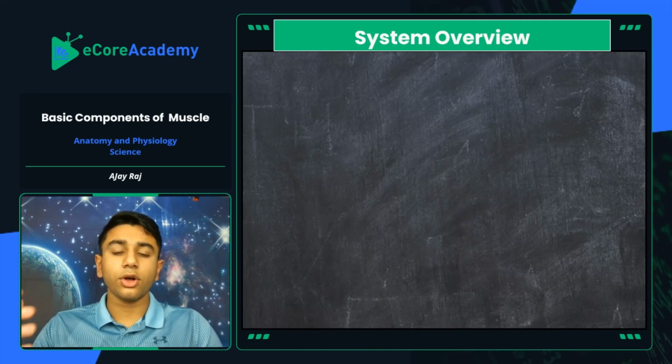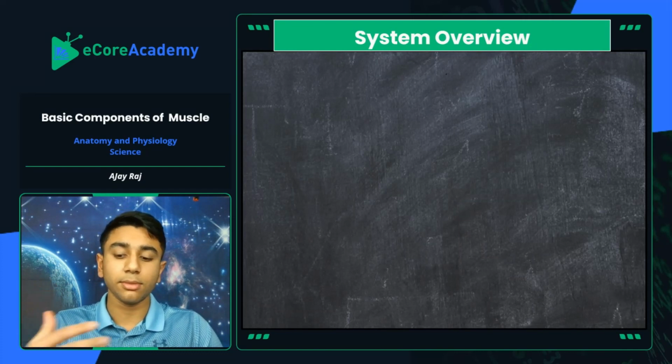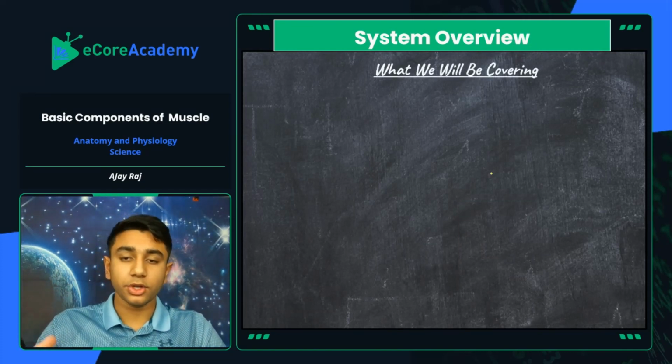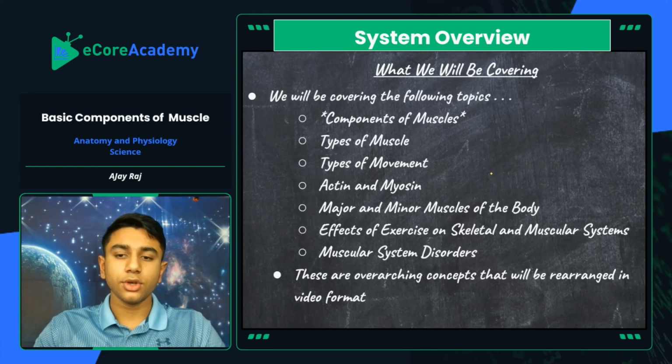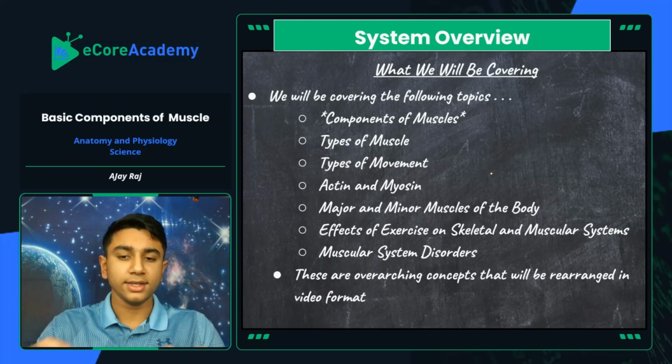Let's take a look at the overall system overview. I did not go over this in the previous video. I just really wanted to get the ball rolling a bit. But now we're going to actually be taking a look at exactly what we're going to be covering in this course. What we're going to be covering includes the following topics. The components of muscles, which is exactly what we're going to be going over today. And we'll be taking each part of the muscle and each physiological role of sections of the muscle in separate videos, really going into depth with those.